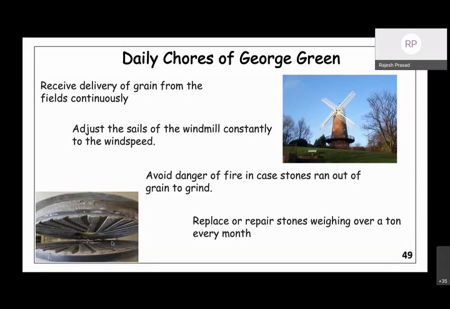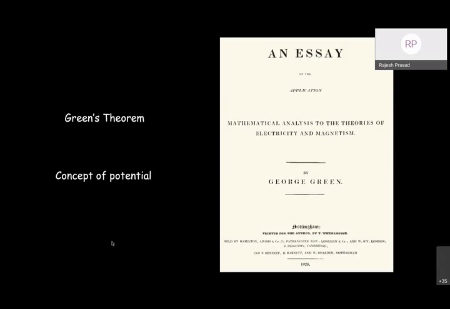Where did he find time? Nobody knows. Where did he find time to write papers like this? This is the paper where he established Green's theorem. And this is the paper where he established the concept of potential. The concept of potential is so important in physics. George Green is the father of the potential concept. Mathematical analysis to the theories of electricity and magnetism.